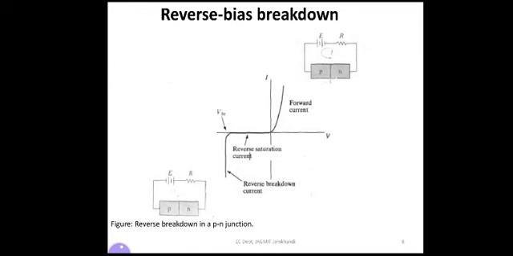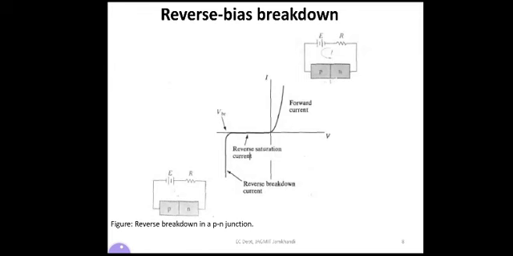As you can see from the figure, the reverse bias breakdown is shown in a PN junction diode. P and N are connected in forward bias as well as reverse bias. When P is connected to the positive of the battery and N is connected to the negative of the battery, it is forward biased. And when P is connected to the negative of the battery and N is connected to the positive of the battery, this is nothing but a reverse biased connection. So in today's class, we are going to discuss the reverse bias breakdown.